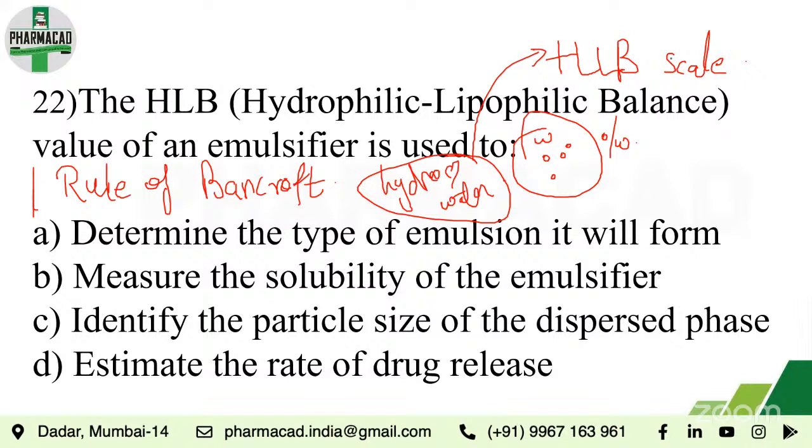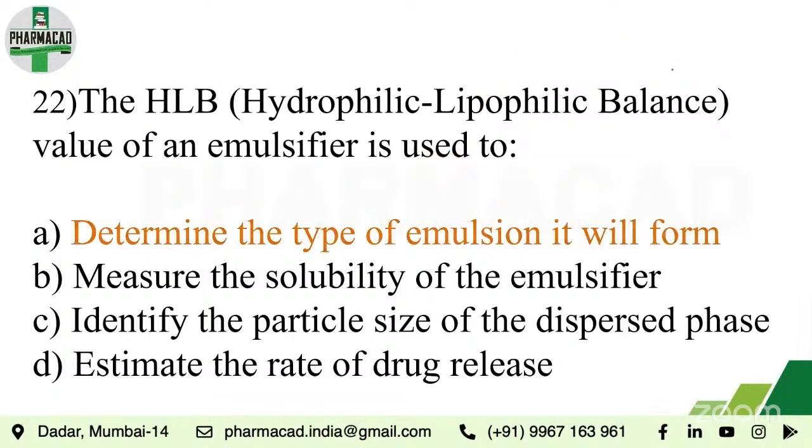A. Okay. So the HLB value of an emulsifier is used to determine which type of emulsion will form. So the answer is A. It won't tell you to measure the solubility of the emulsifier, that is what the HLB scale says. But what is it used for? To determine the type of emulsion which it is going to form. It won't tell you the rate of drug release and particle size either. And it is not used to measure solubility. Based on the solubility, it has been given a ranking by HLB. Okay?